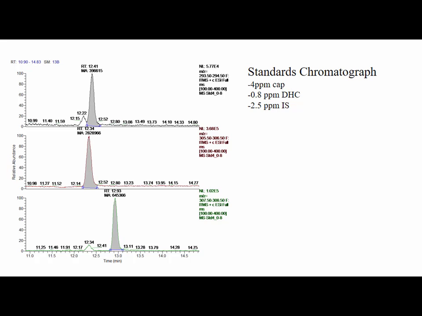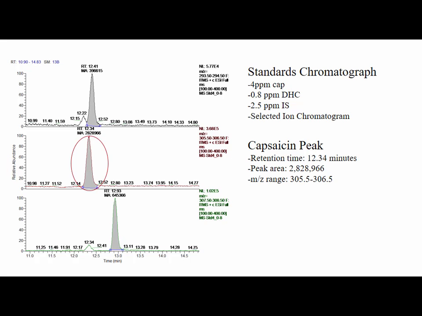All right, so we're going to take a look at the standards chromatographs that were prepared. This particular chromatograph is a selected ion chromatograph for the 4 ppm capsaicin and 0.8 ppm dihydrocapsaicin with that 2.5 ppm of internal standard that was added. First, I'm going to look at the capsaicin peak.